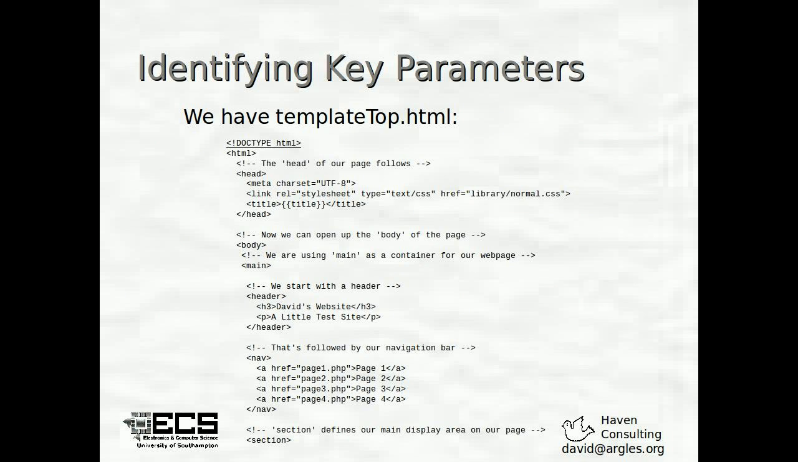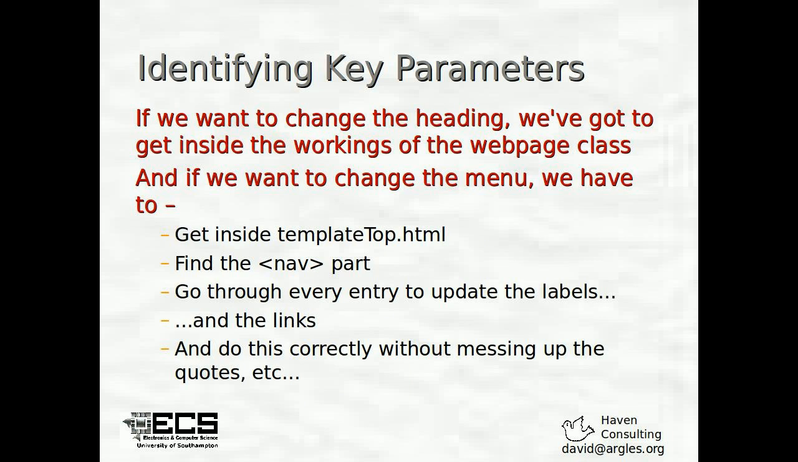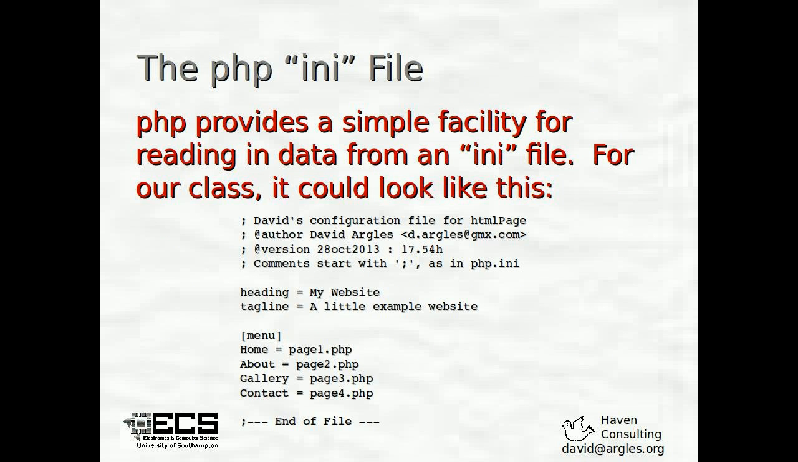So key values in this template are the heading. If you look at the header bit, there's the H3, David's website, the tagline, which we got as a paragraph there, a little test site, and also there's the menu that would be nice to have readily available. It's quite involved in terms of the way it's put in the HTML, and it will get even more involved when we think about active pages next time. So it would be nice if we could pull these out and produce them separately. So let's have a look at how we might produce our ini file.